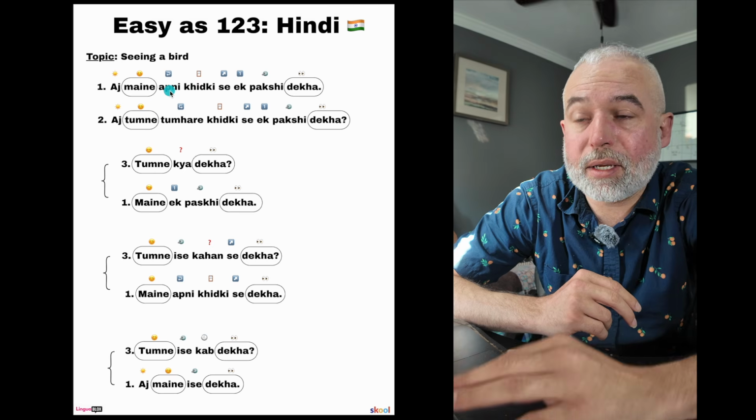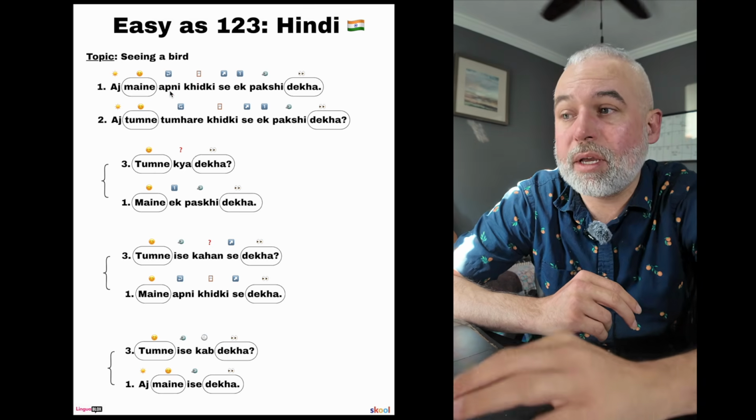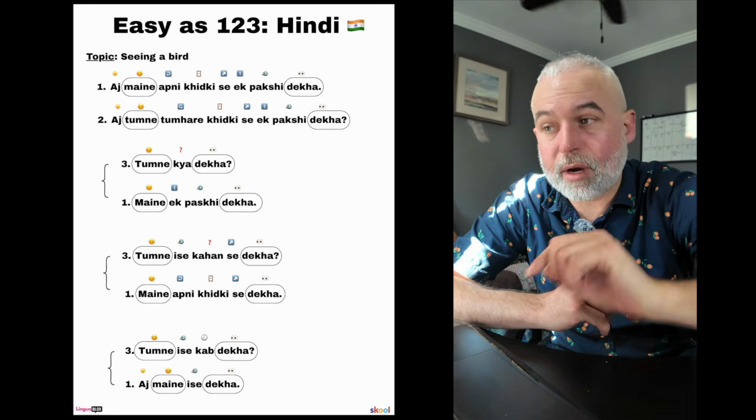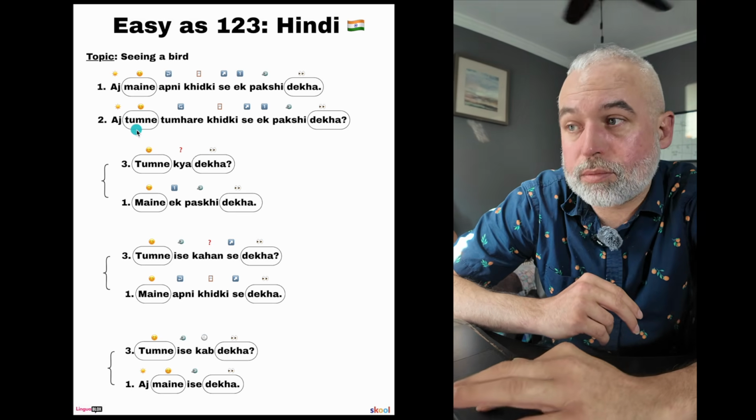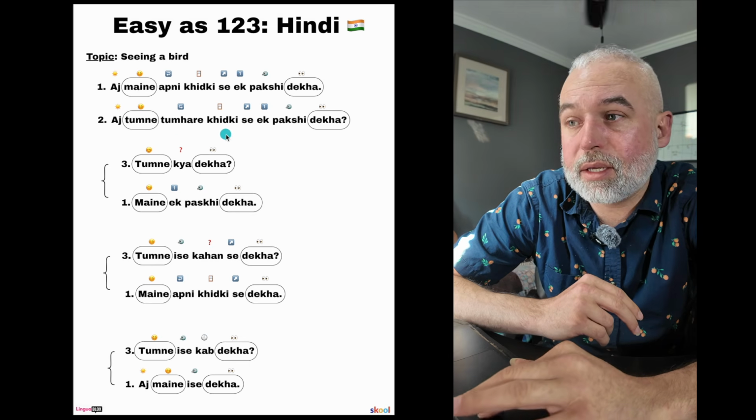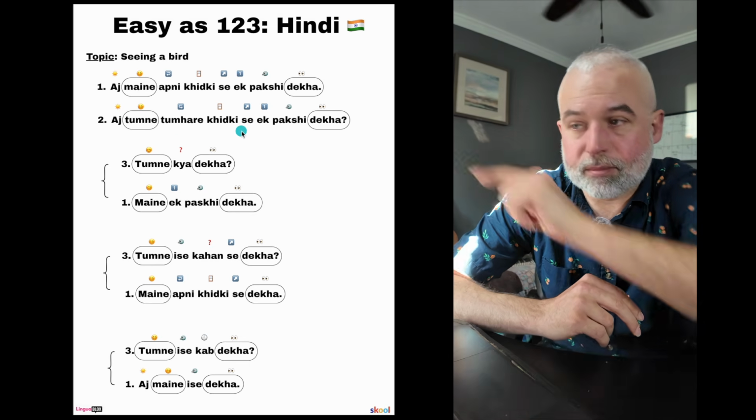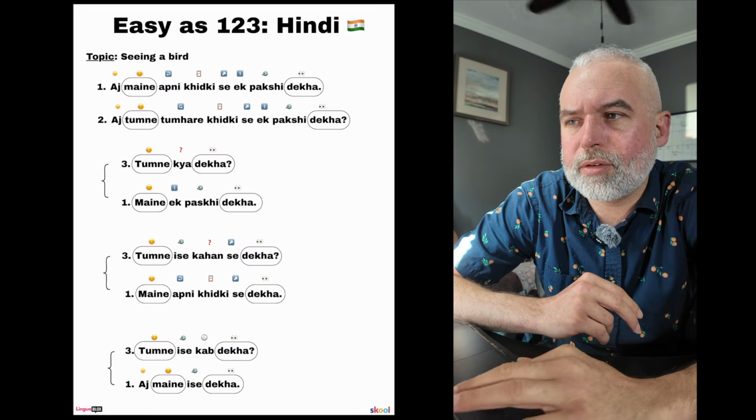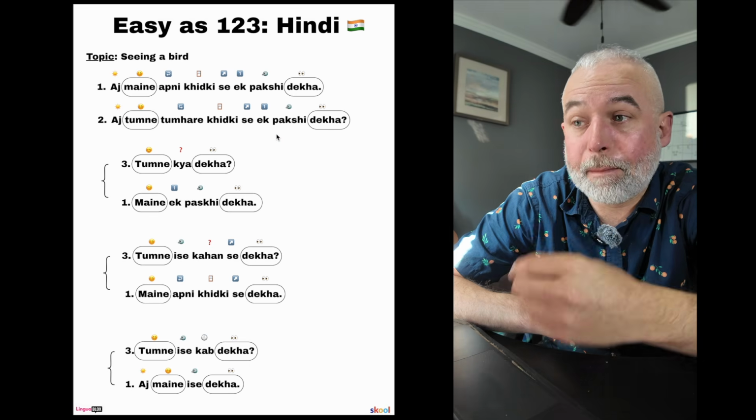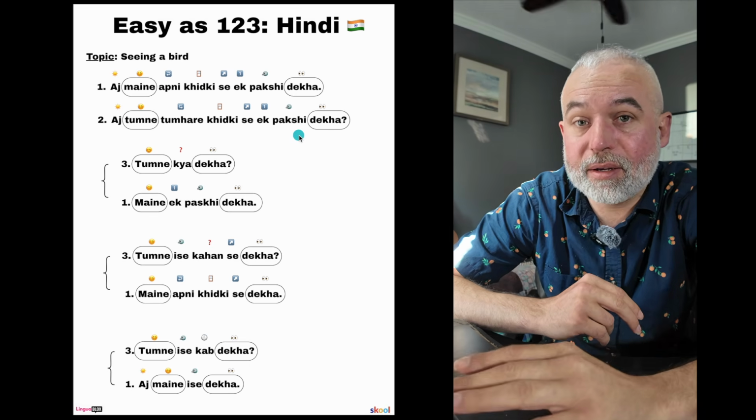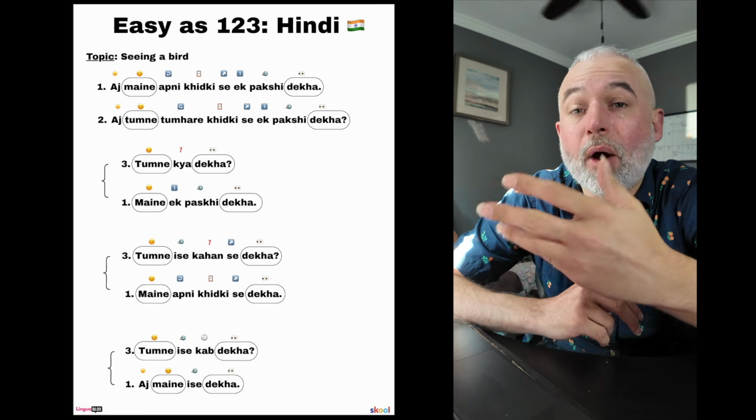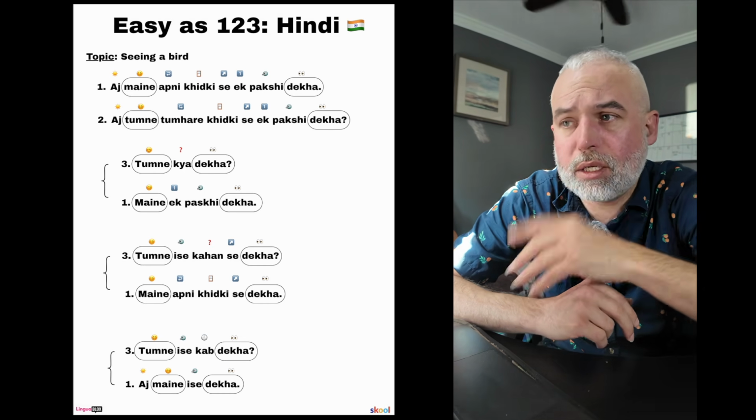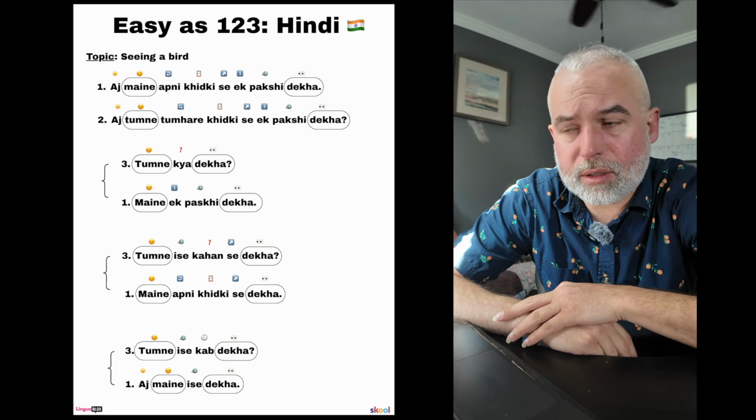Here, apni means my, so the arrow comes back to me. Tumhare goes to you, so your window. This is my window, this is your window. So: today, you, see the guy, tumhare khidki se. We should start to blend it, I guess. Ek pakshi dekha. See how that's starting to work? Now ask me like you really mean it. Say, Aaj tumne tumhare khidki se ek pakshi dekha, Tony?